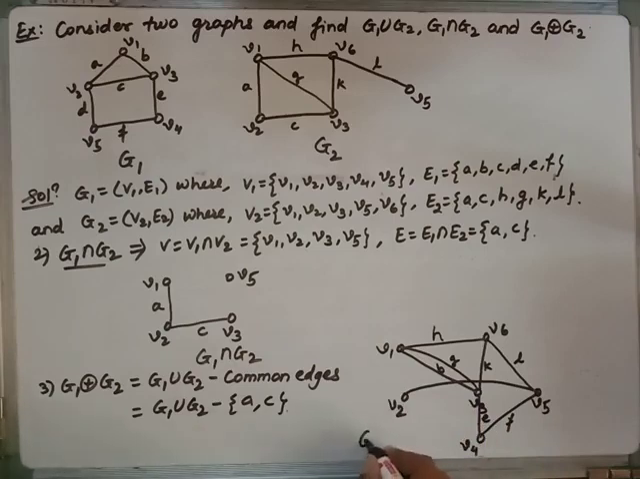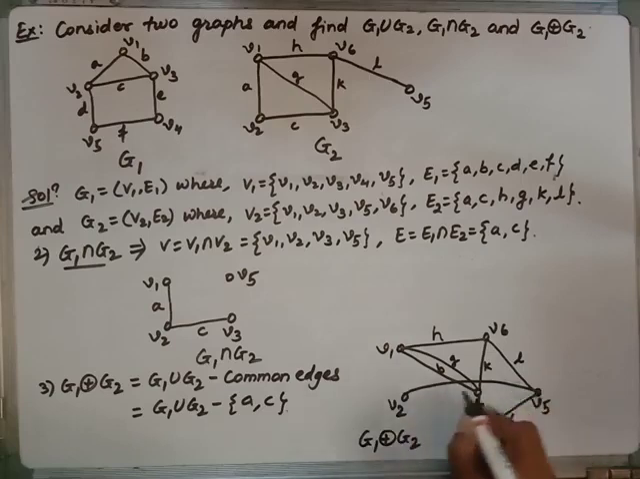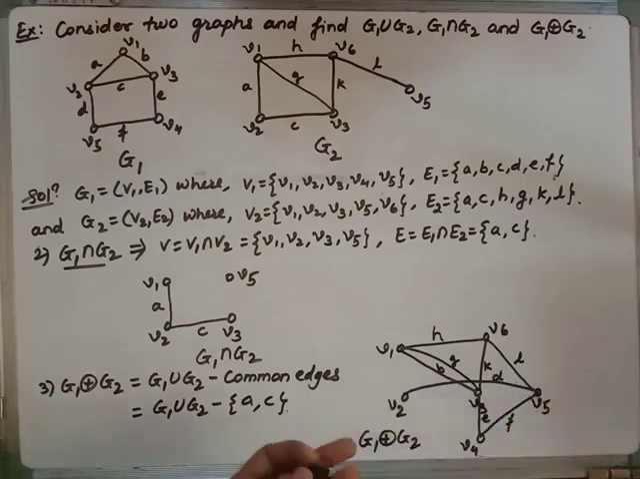This is what? G1 ring sum G2. This one more edge is left here. This is D. Okay. This is G1 ring sum G2. Fine. Now next term we have to see about a fusion of a graph.